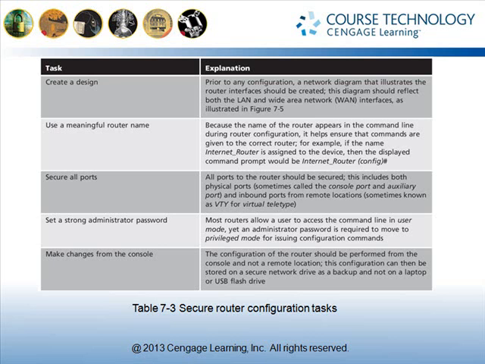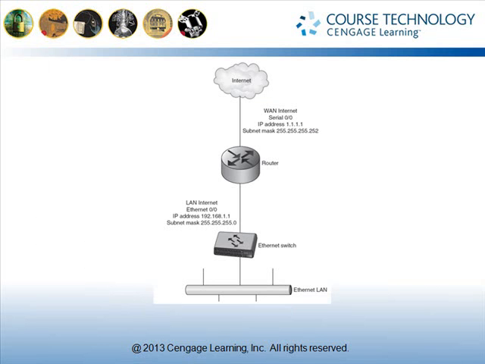Here's an example of basic secure router configurations. If I want to create a design, use a meaningful router name, secure all ports, set strong administrator passwords, and make changes from the console, how should I do that? These are just some of the basic things in keeping a router secure. And this figure illustrates a network that shows how a router fits into the picture.